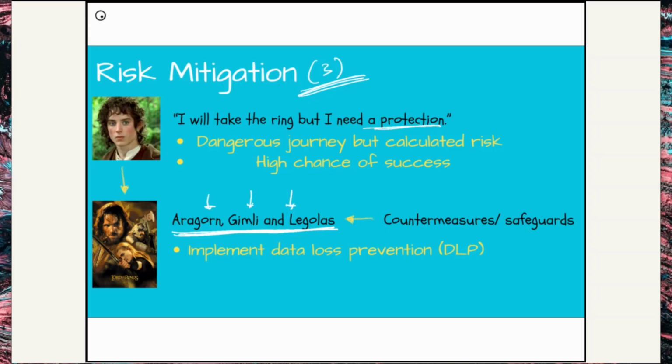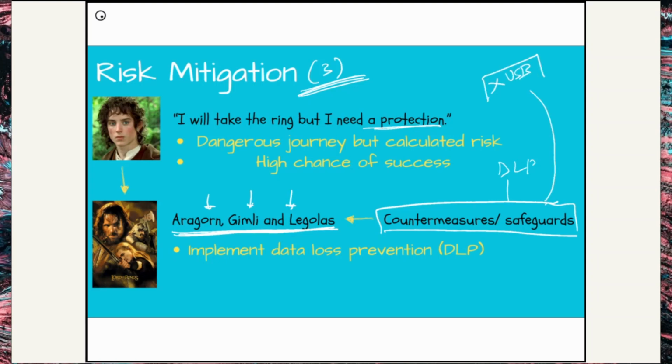Think of these warriors as safeguards. Also, you can think of these warriors as implementing a DLP solution. Think about hardening. How about disabling all the USB ports? Nobody can plug in a USB and copy the data. Also, it's about implementing a security policy. You should have appropriate classification for all the internal data: what is internal, what is confidential, what is public.